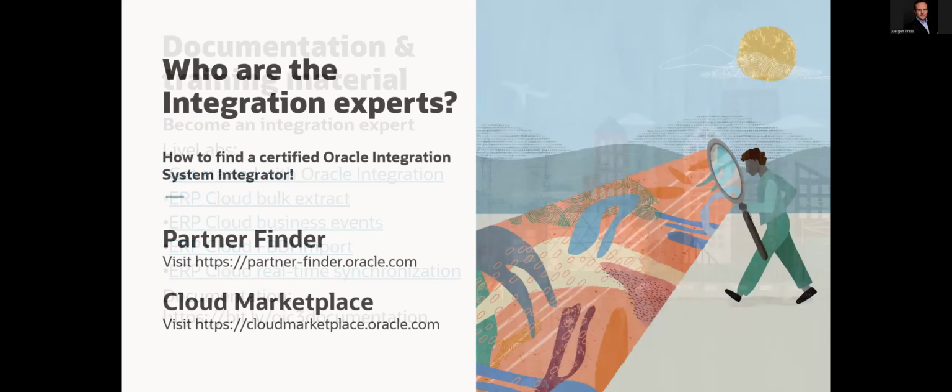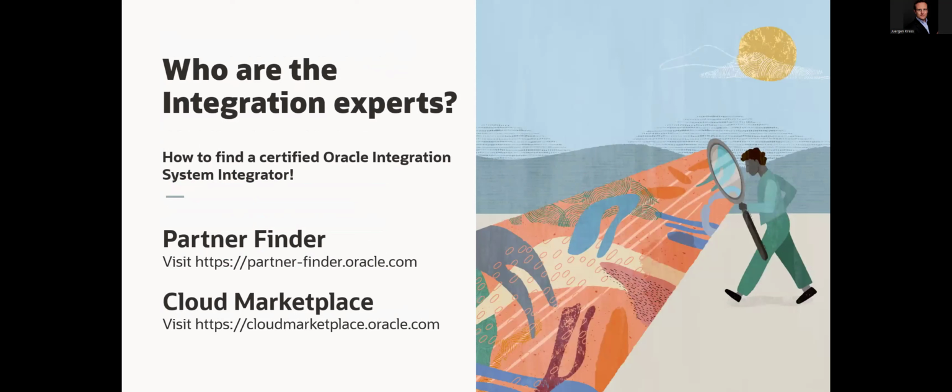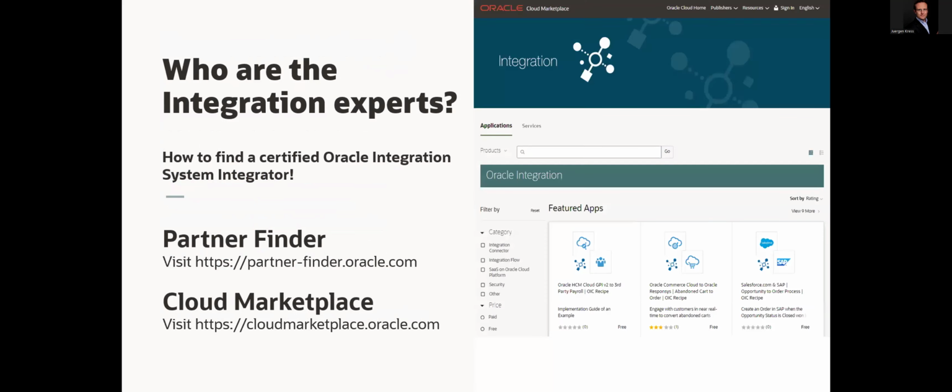If you would like to work with certified experts, search for system integrators like Accenture, Capgemini, or all the other local partners which are certified. You can find them at partnerfinder.oracle.com. And at Cloud Marketplace, you can find third-party adapters from other partners, or you can publish your own adapter or recipe.